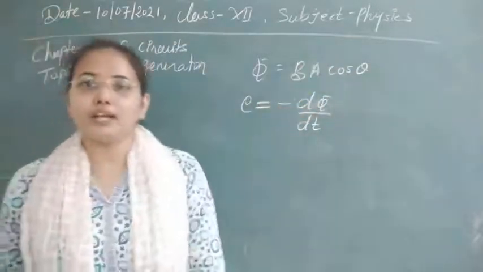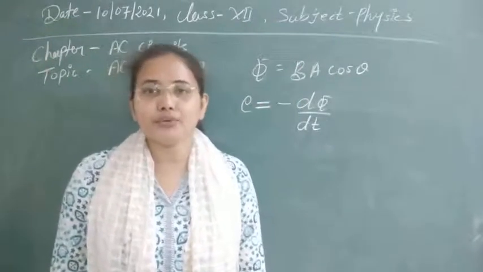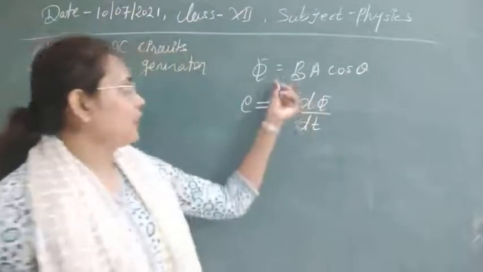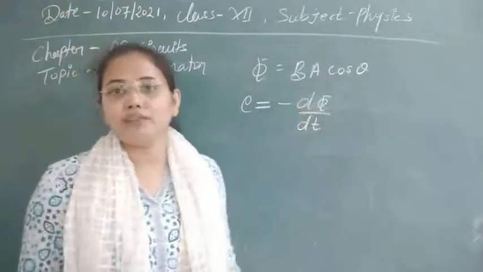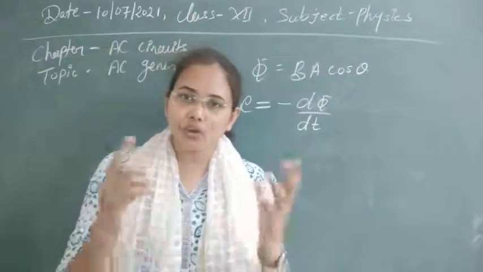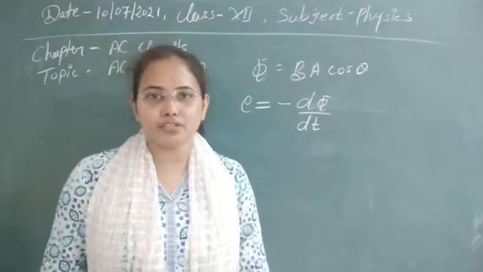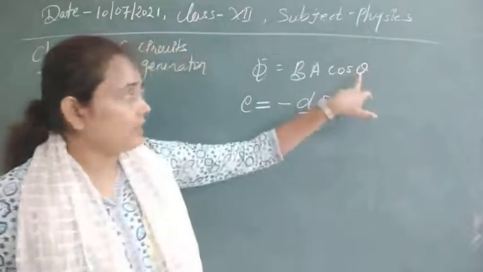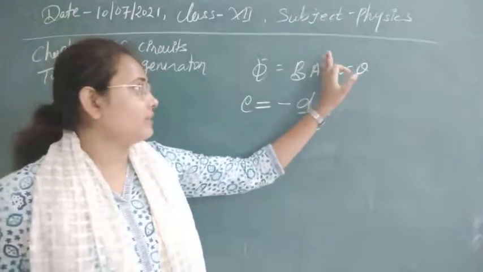One more thing we can do to change the flux is change the number of turns that we have used in our coil. So you can also write NBA cos theta, and whenever you change the number of turns, the flux linked with the whole circuitry will change, and accordingly the induced EMF will be produced there.